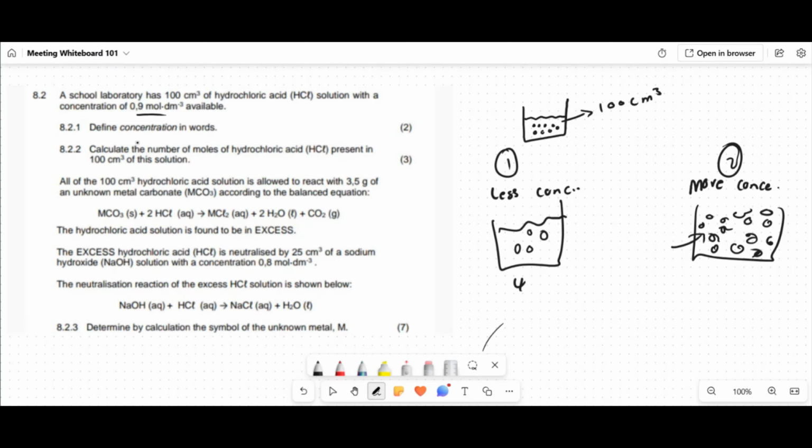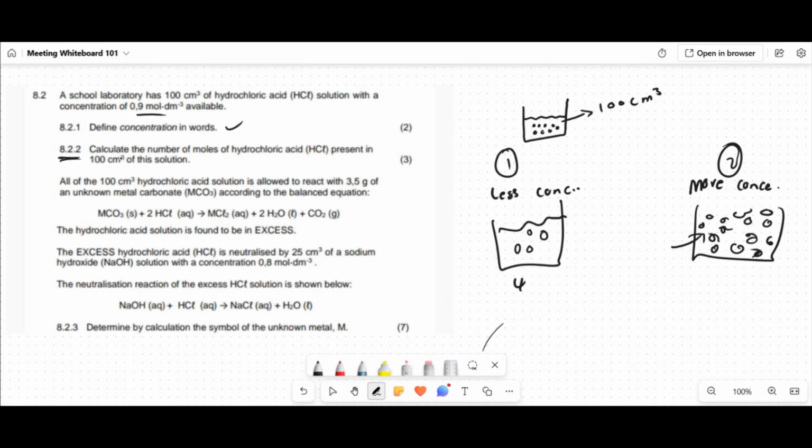8.2.1 says define concentration in words. I told you the definition: the amount or the number of moles per liter of a solution, or the amount of a solute that dissolves in a solvent per liter of the solution. So you know that the solvent is your liquid, and the solute is the particles such as sugar, milk, and I mean the powder milk and all those that are in powder. All right.